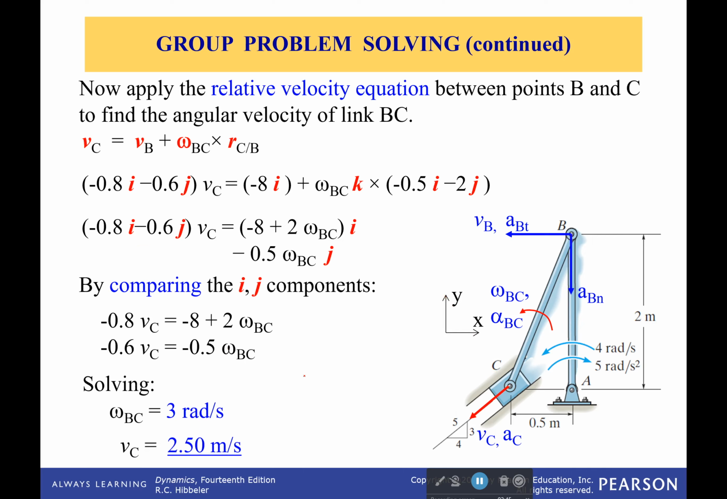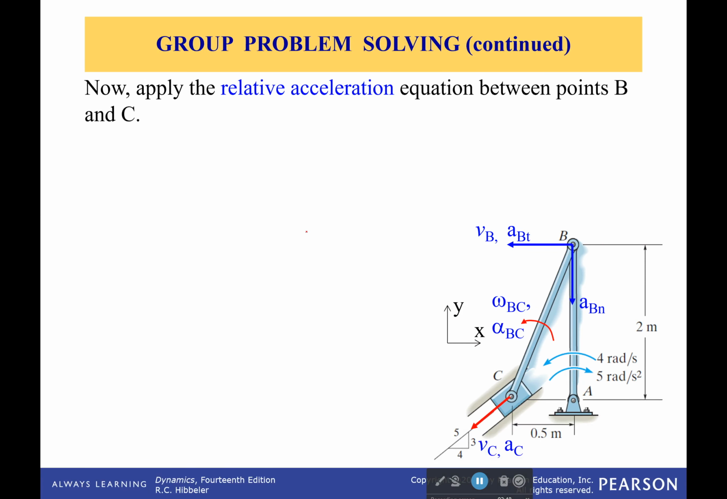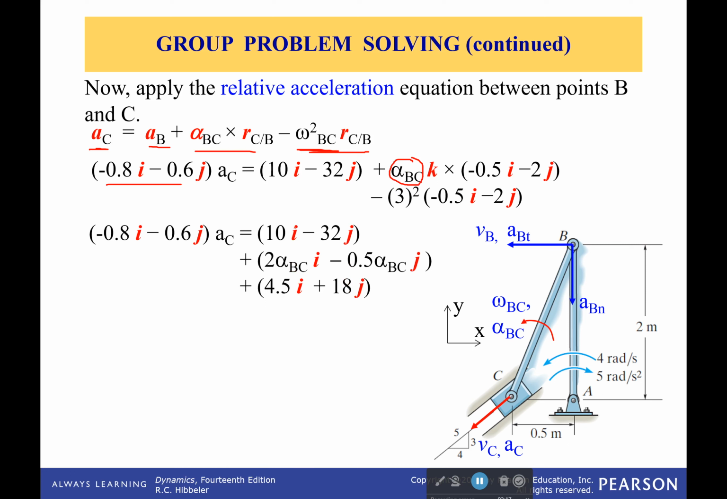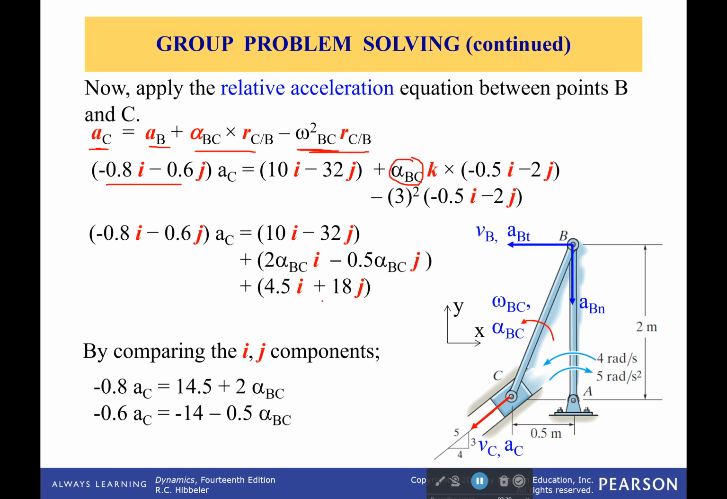But it also asks for the angular acceleration, so we'll have to do our relative acceleration equations now. The acceleration of C, which we know what direction it is right here, we just don't know its magnitude, and the acceleration of B, which we know its direction and magnitude. Then we're going to have our tangential and normal components for B. So that'll be the angular acceleration of BC, which we need to solve for, and the angular velocity, which we just solved for. We plug it all in, and we get an equation that has i and j components. We equate all those, two equations, two unknowns, and we can solve.